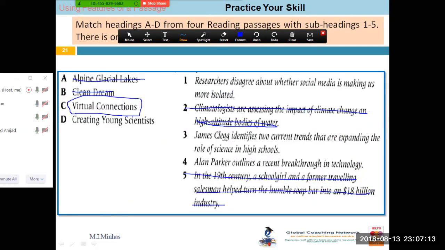Yes, agreed. Now you see virtual connections. Right now, you and me are virtually connected. So connections means the opposite of isolation, actually. And virtual means social media. Yes, both of you are correct. Now, creating young scientists.